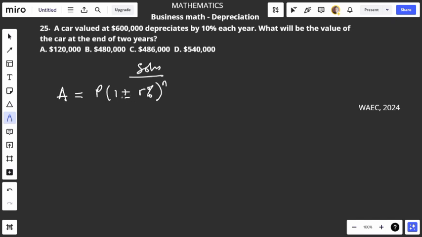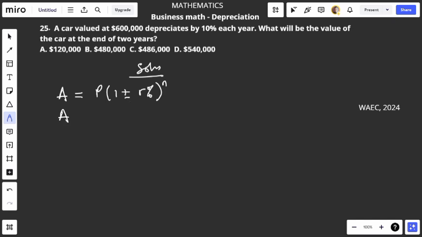The reason I wrote plus or minus here is, if you are dealing with compound interest, you use plus. If you are dealing with population growth, you use plus. If you are dealing with population decline, you use minus. If you are dealing with depreciation, that's each year something is losing value, you use minus. So in this case, we are going to use minus.